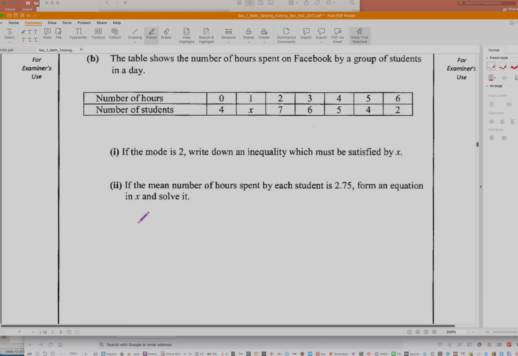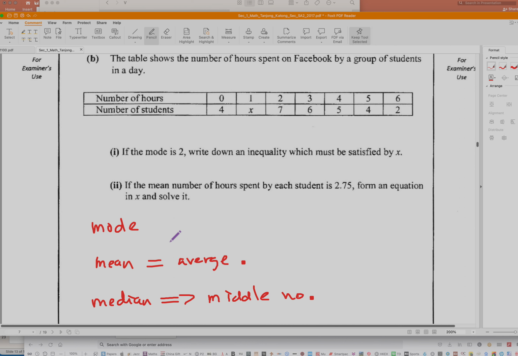Given this question. Mode, mean, and median. Okay, median is the middle number. Mean is average. Mode is the one that appeared the most.